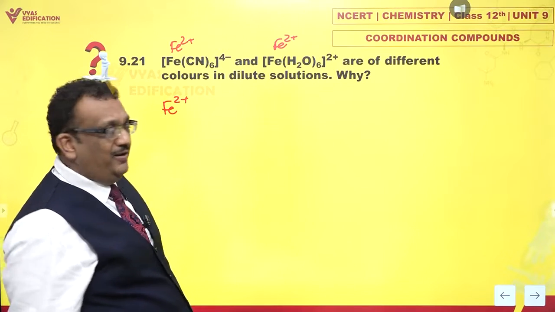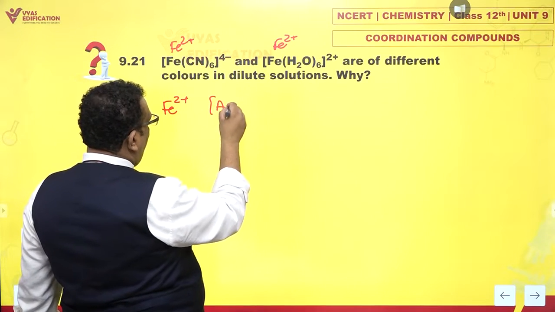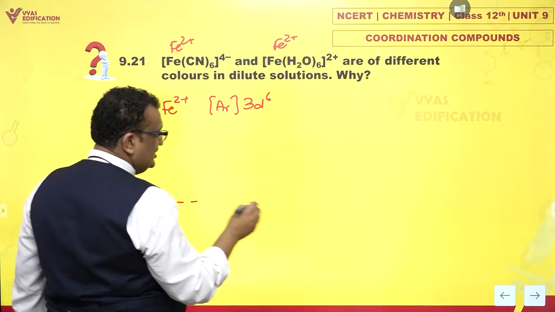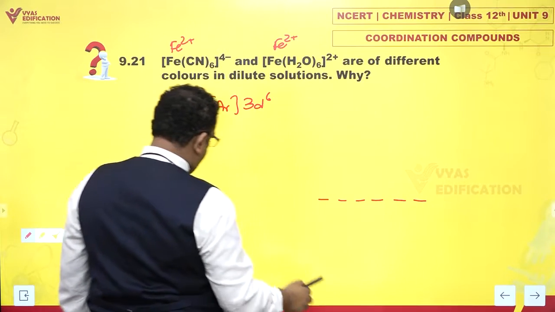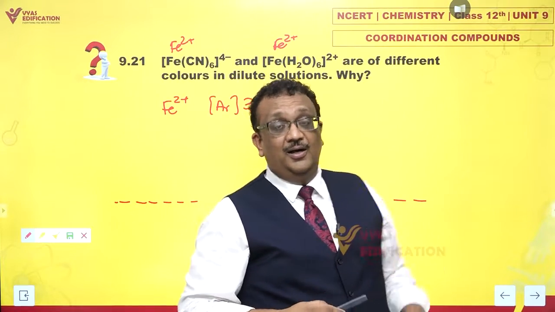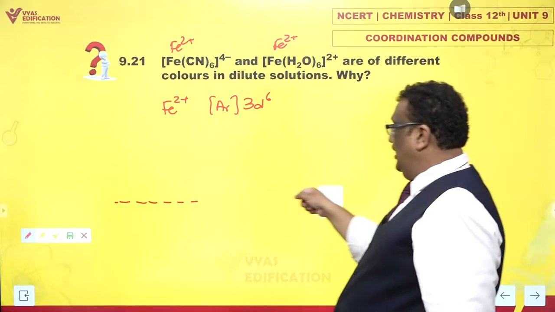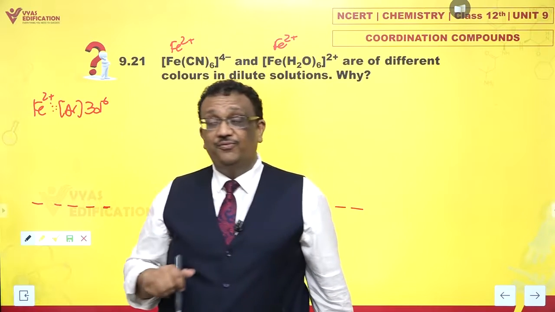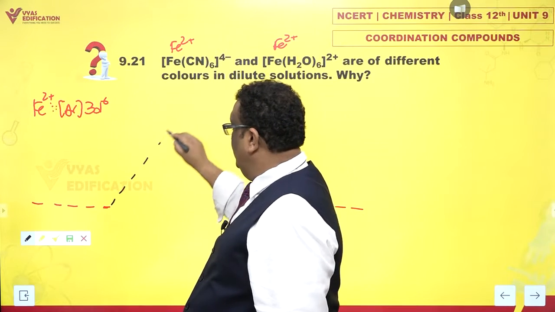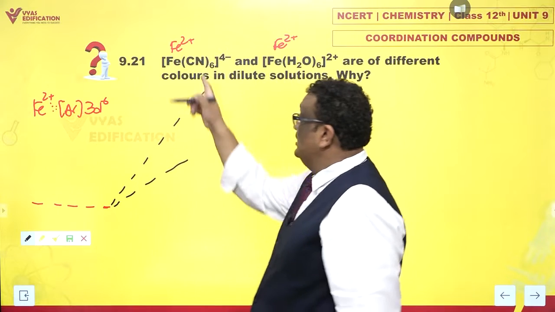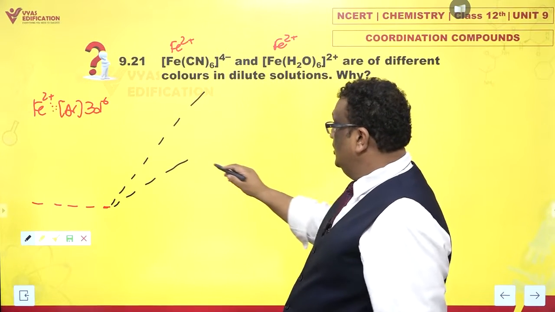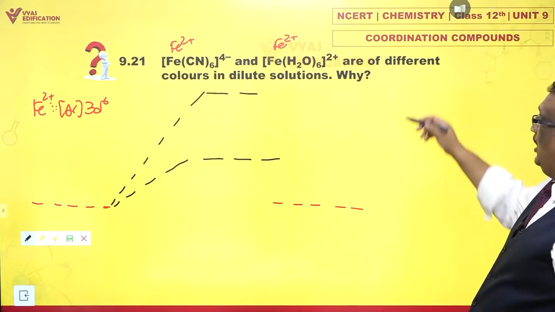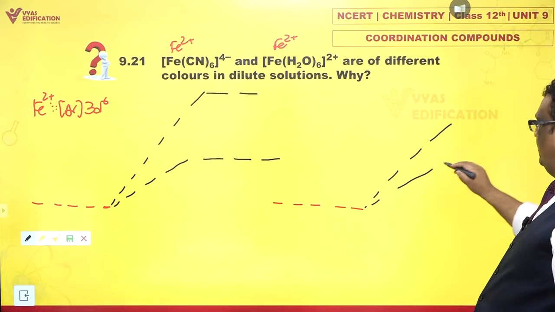First of all, let's look at ferrous ion. What is the electronic configuration? Lovely. 1, 2, 3, 4, 5, 6. Like this. Let's take the configuration and let's draw the crystal field splitting in each case. In case of ferrocyanide, you would find when the crystal field splitting happens, cyanide being a very strong field ligand, the splitting is going to be large. And aqua being a weak field ligand, the splitting may not be much.